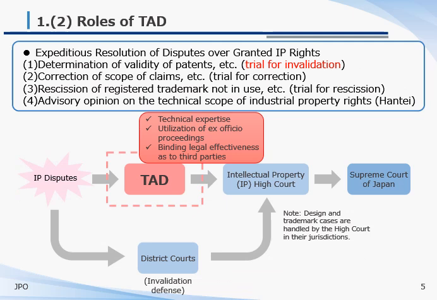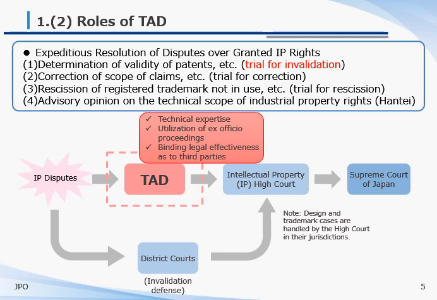The second role is to contribute to early resolution of disputes over IP rights which are granted. As shown in this slide, a trial for invalidation system contributes to this role by showing the determination on the validity of patent rights. A trial for correction system is to make correction to the scope of patent claims. A trial for rescission system is to rescind registration of trademark that has not been continuously used.